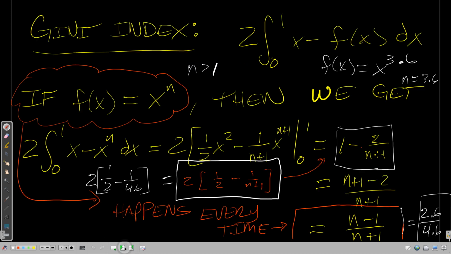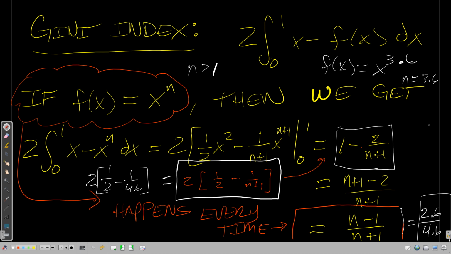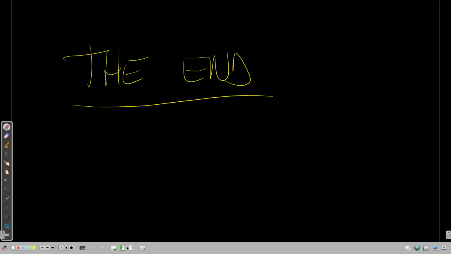Now, if your f of x was not looking like this, then it won't work. You won't be able to just jump straight to these. You'll need to perform the integration. All right, and that's it.